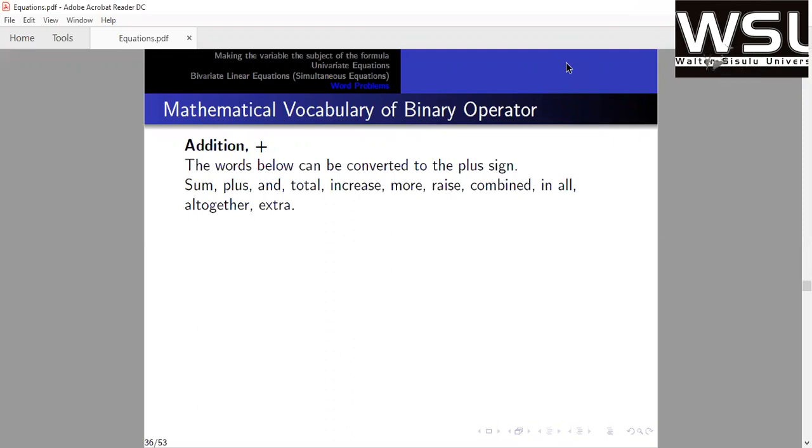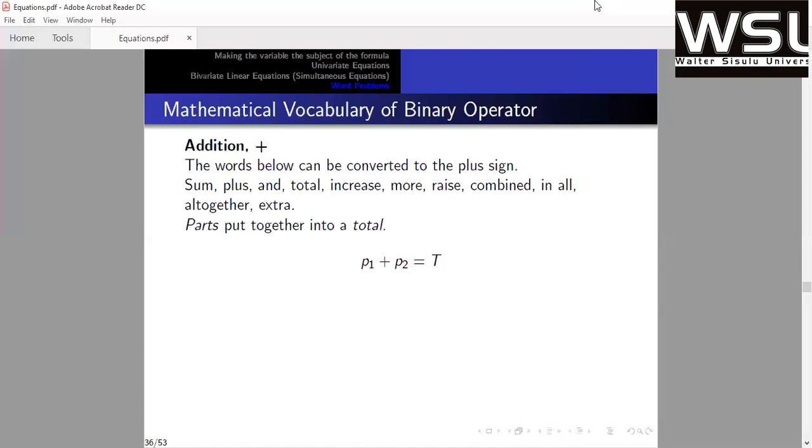There might be other types of words or other types of terms or synonyms to these words. For instance, with is one of the words which is not included here. As long as the word combines two things by adding one on top of the other, we say that that is addition.